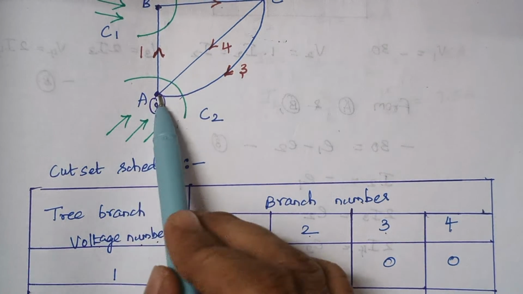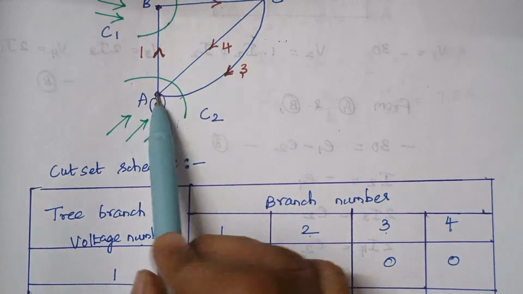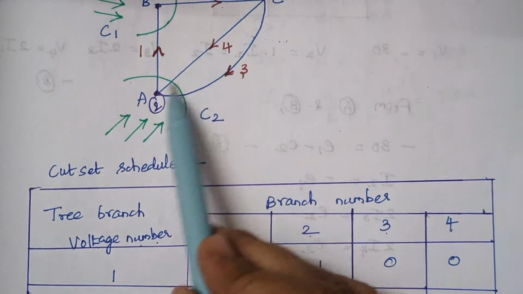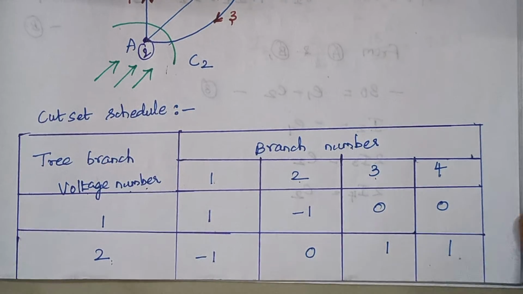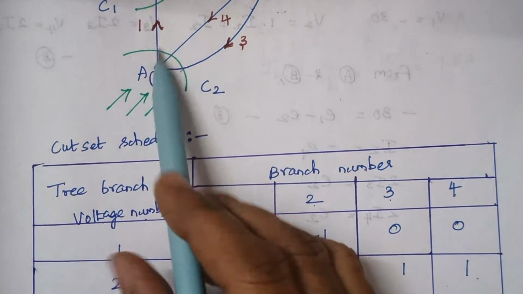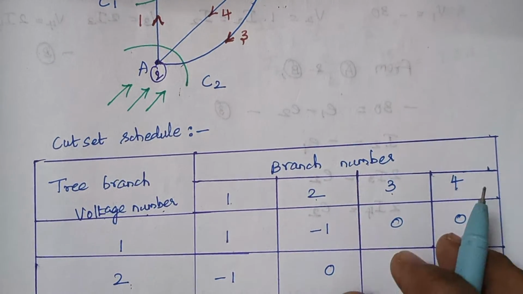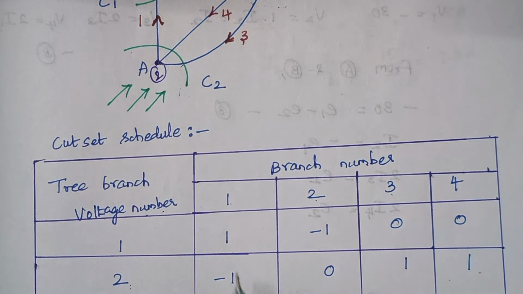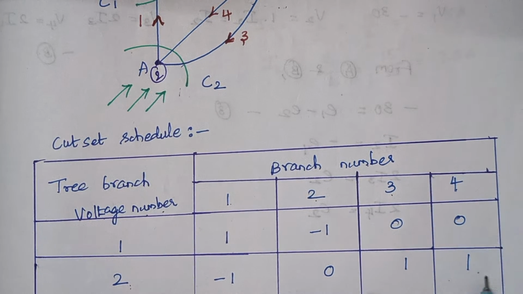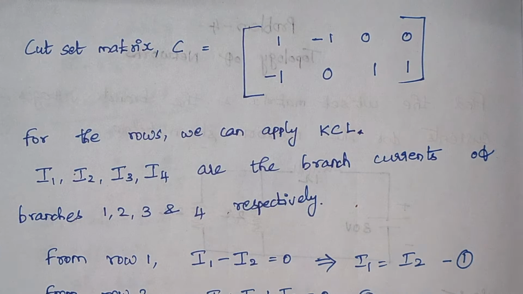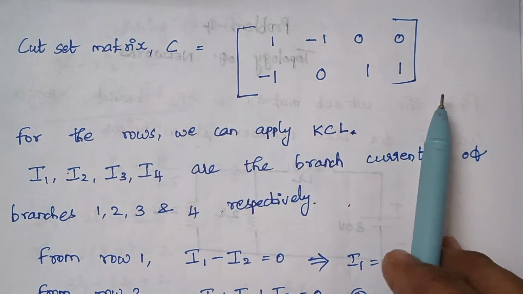Now for at node 2. Okay. At node 2 again you see 4 and 3 are towards the node 2. So here it is plus 1. And this 1 is away from node 2. Therefore here it is minus 1. So when we write these values in the form of a matrix, then this is known as the cut set matrix. So finally we had arrived with our cut set matrix.